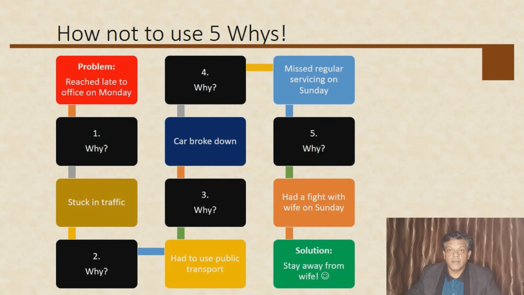Now, if you go ahead with 5 whys in such a manner, the only solution would be to stay away from your wife. Now, that's not the right way or the right solution. So, people can goof up while using the 5 whys technique, and one should try to avoid that and try to investigate thoroughly and answer each of the whys as accurately and honestly as possible. That's the purpose of showing this funny example here.